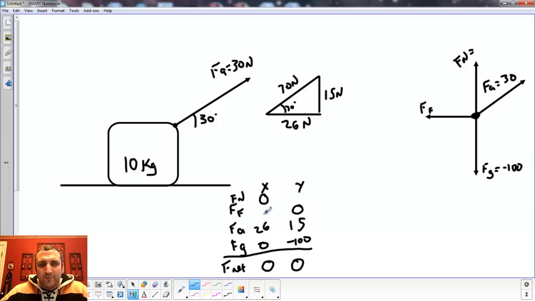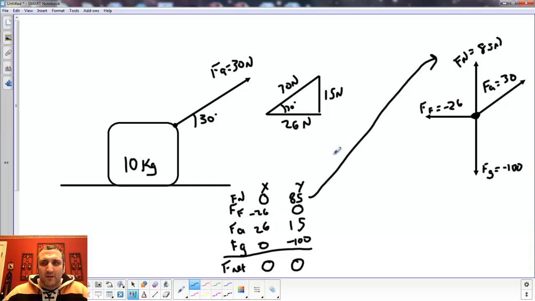So now 0 plus something plus 26 plus 0 equals 0. That's going to be a negative 26. And negative 100 plus 15 plus something equals 0. That's going to be positive 85. So our normal force is going to be 85 newtons going up. And our friction is going to be 26 newtons going to the left.